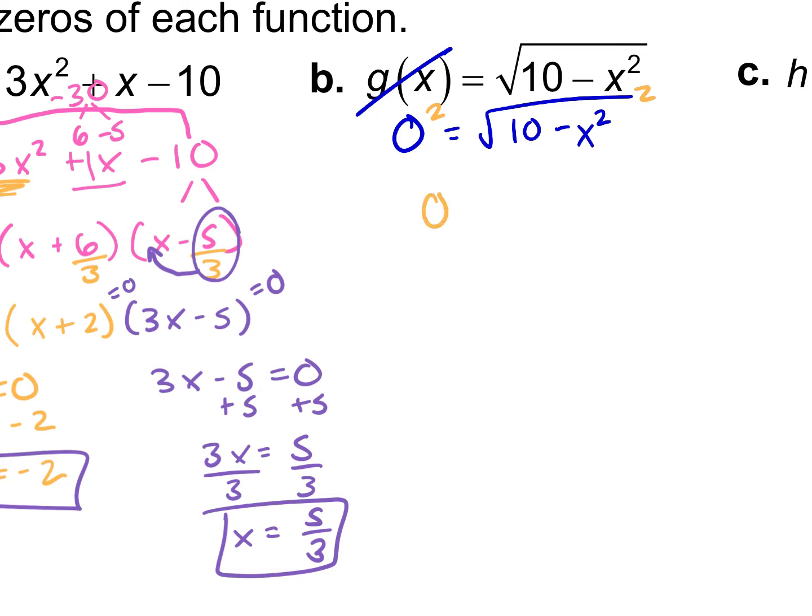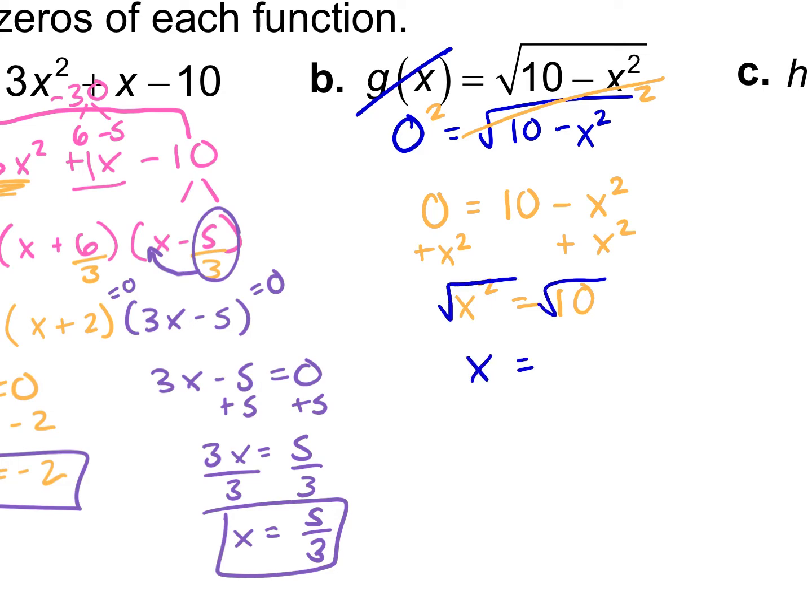0 squared is just 0. But that square root and the squared will cancel, so now I'm just left with 10 minus x squared on the right. I can add x squared to the other side. So x squared is equal to 10. Next, I want to take the square root of both sides.